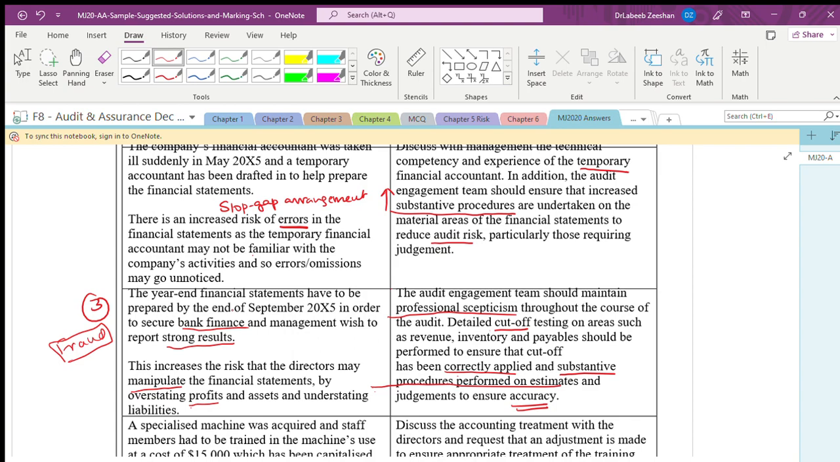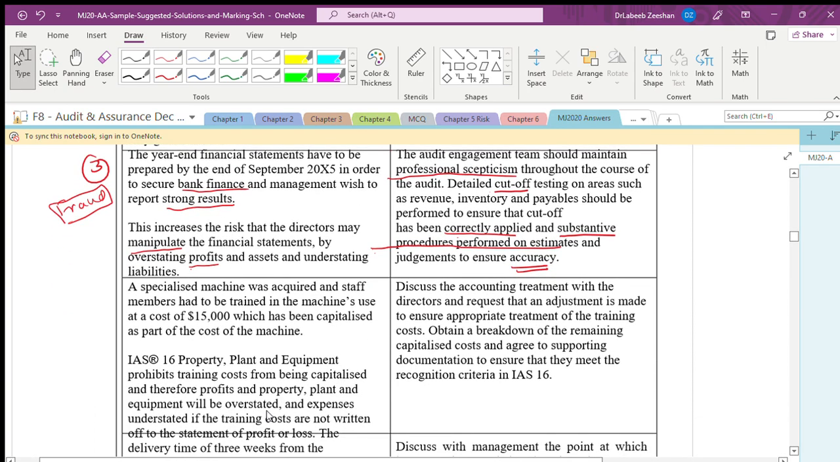And definitely, what are the things we have to make sure? What is the audit response? The management should be professionally skeptical throughout the course of the audit. You have to do detailed cutoff testing, accuracy should be there, substantive procedures should be there, all the things wherever you wish. Is it right? Now, another point.